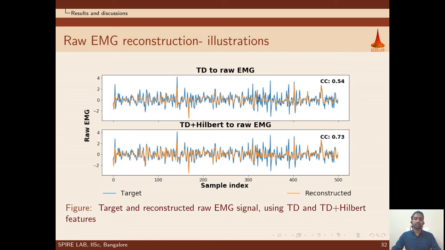Now these are the illustrations for the raw EMG reconstruction. The first plot shows the TD to raw EMG reconstruction and the second shows the TD plus Hilbert to raw EMG reconstruction. It can be seen that the introduction of the Hilbert feature is leading to improvement of the correlation value from 0.54 to 0.73.